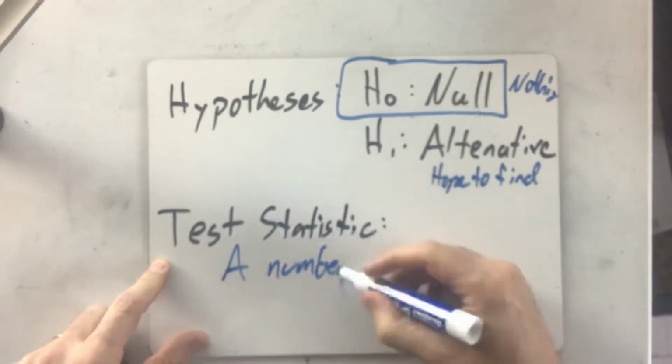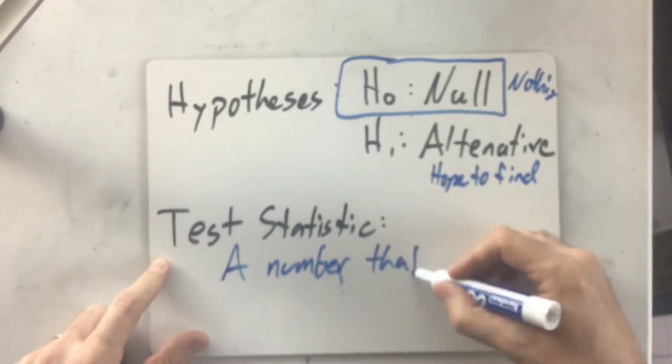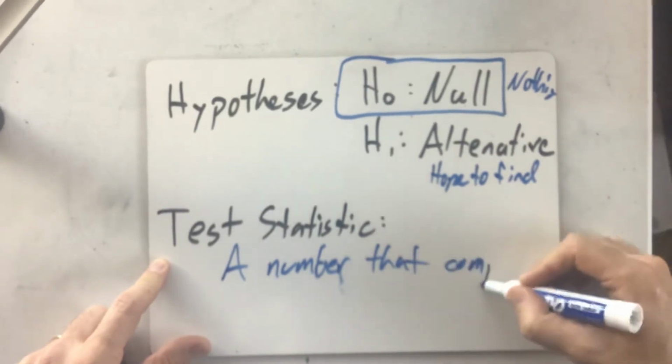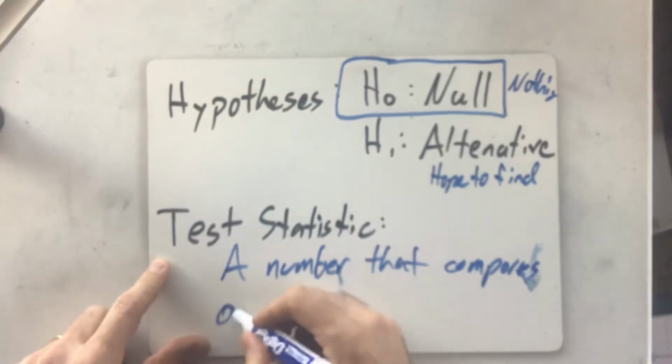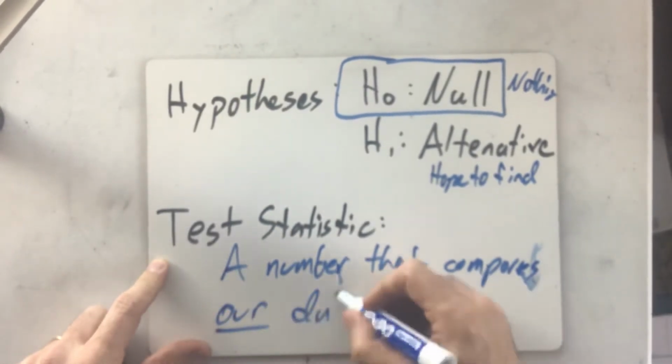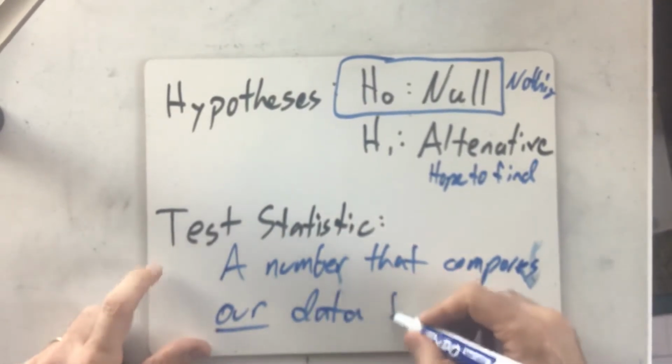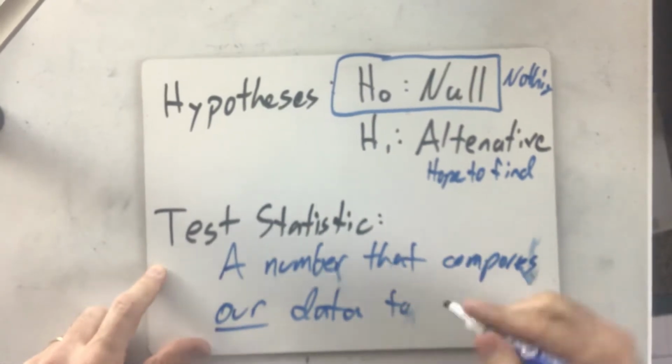that compares our data to a normal distribution.